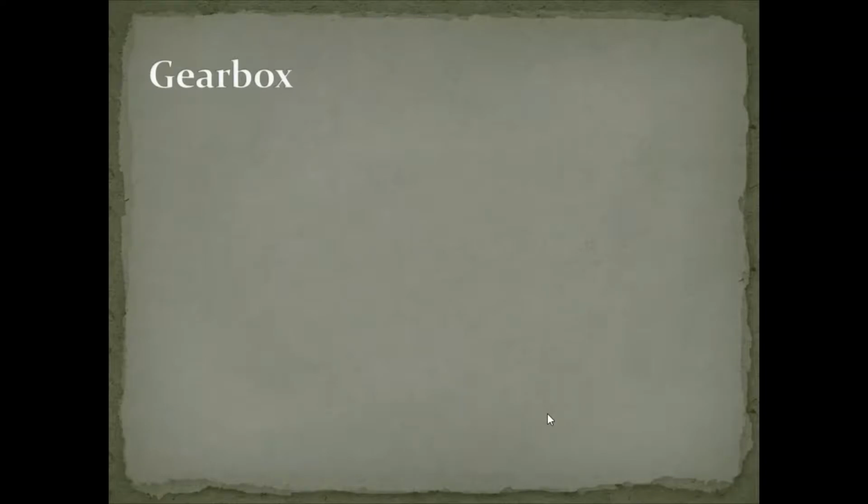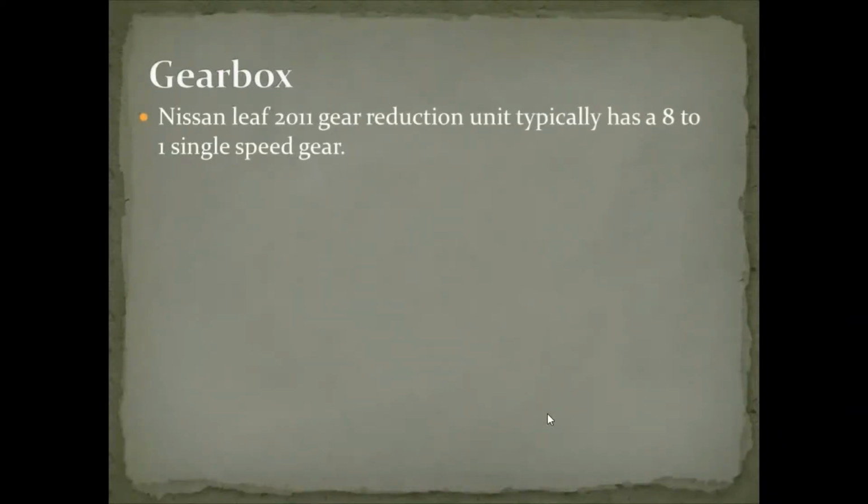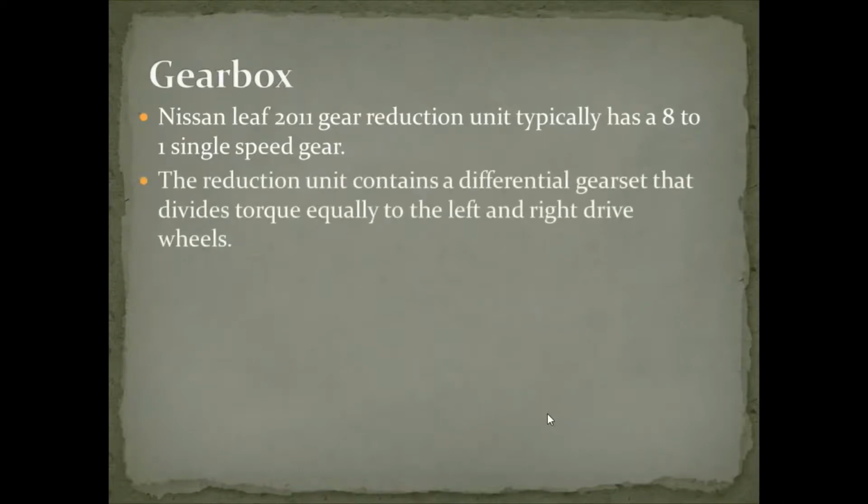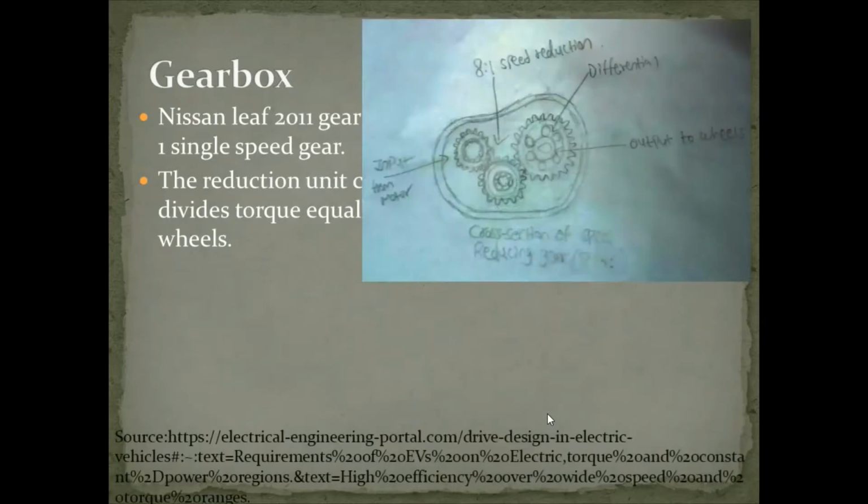Let's look at the gearbox of Nissan Leaf. It has a gear reduction unit, typically around 8 to 1 single speed gear. It has a differential gear head incorporated into it, which divides the torque equally to the left and right drive wheels. As you can see from the figure here, the shaft from the motor is connected to this gear, which turns this gear, which has a speed reduction of 8 to 1, which in turn drives this gear, which has the differential incorporated into it, which then supplies the torque to the wheel on either side from the spline shaft.